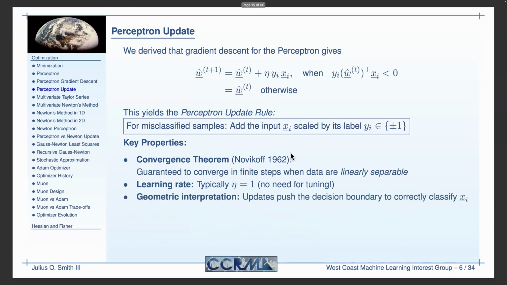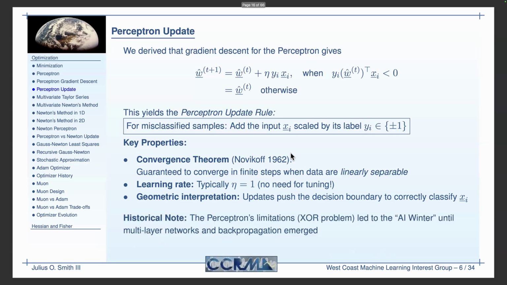And there's a geometric interpretation of that, which is that the updates push the decision boundary to correctly classify the data. So you can animate this. This would be a nice video using that animation library, Three Blue One Brown. You know those nice animations. That would be a very nice animation to have for this right here.